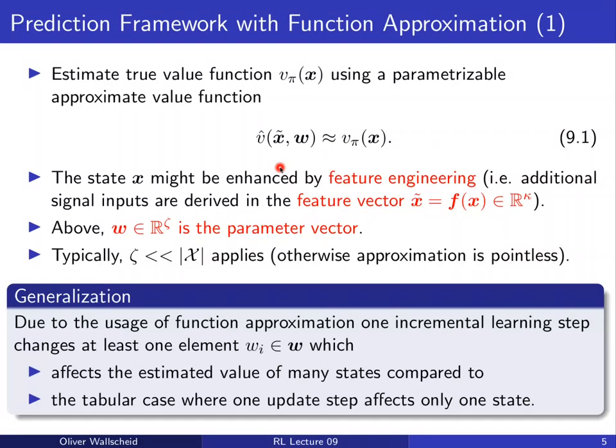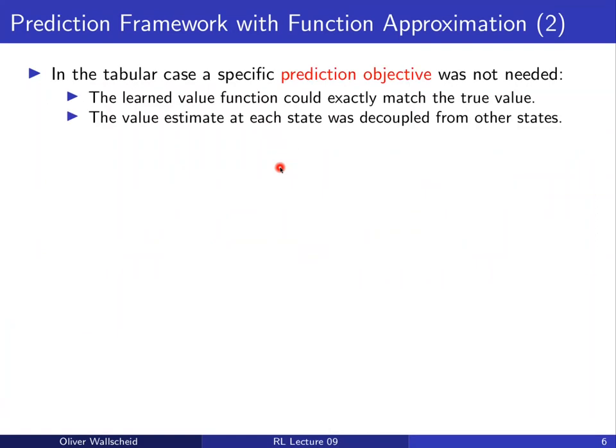And because this is happening here, we also have to rethink the prediction objective. So what do we really want to predict here in terms of the state value? Because in the tabular case, we could use a tabular-based function estimation in order to estimate a specific value for each state. So the value function was able to learn the exact true value per state.